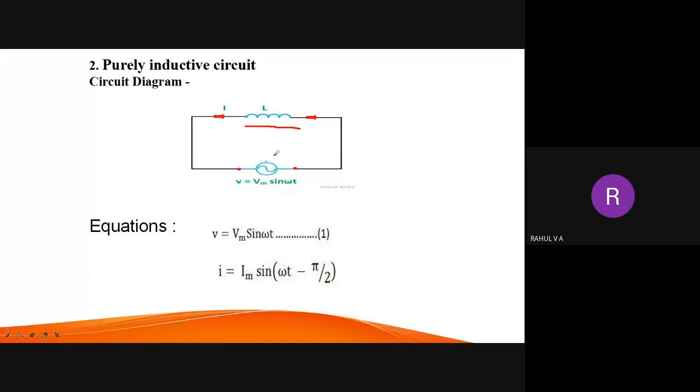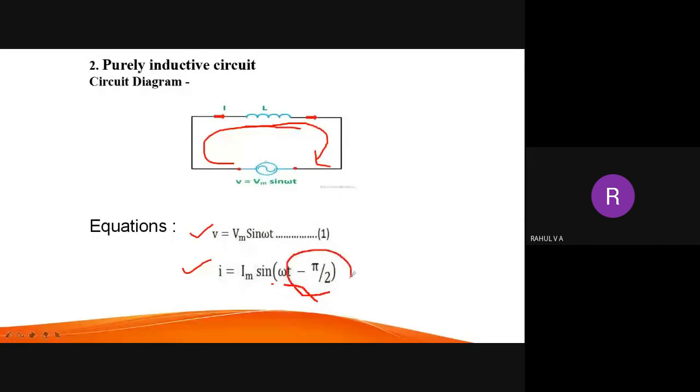So we are going to analyze what will happen to the current when this particular voltage V is equal to Vm sin omega t is applied here. This is like Vm sin omega t divided by resistance, or if there is some difference. But look at the formula. I'm going to break the suspense. V is equal to Vm sin omega t. But look at the formula of current. I is equal to Im sin of omega t minus pi by 2.